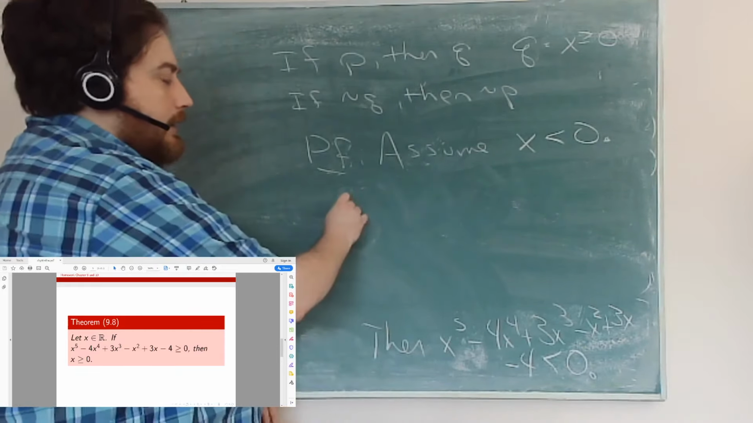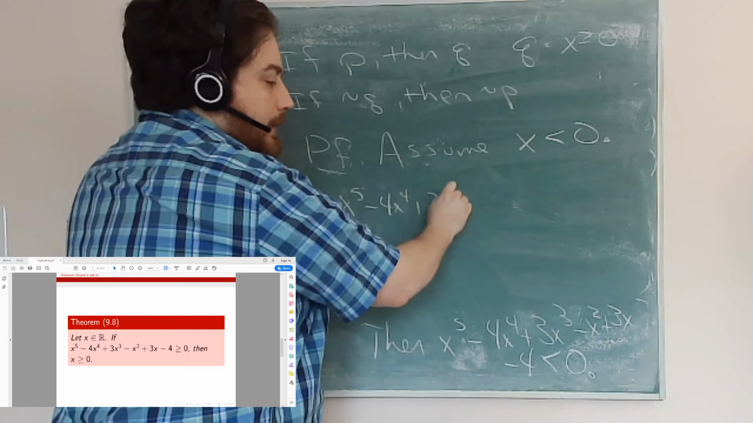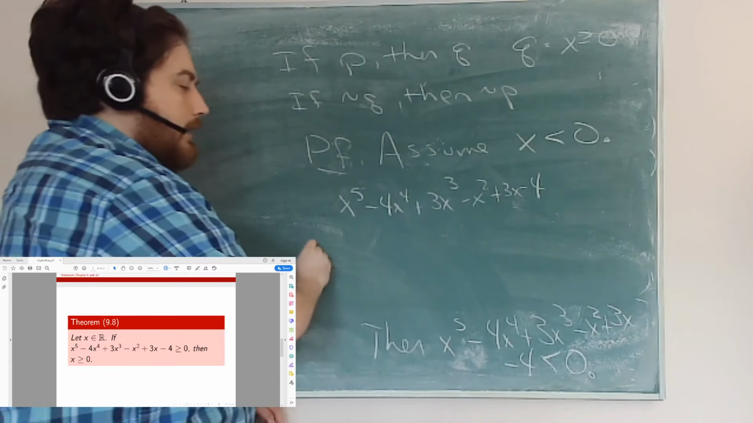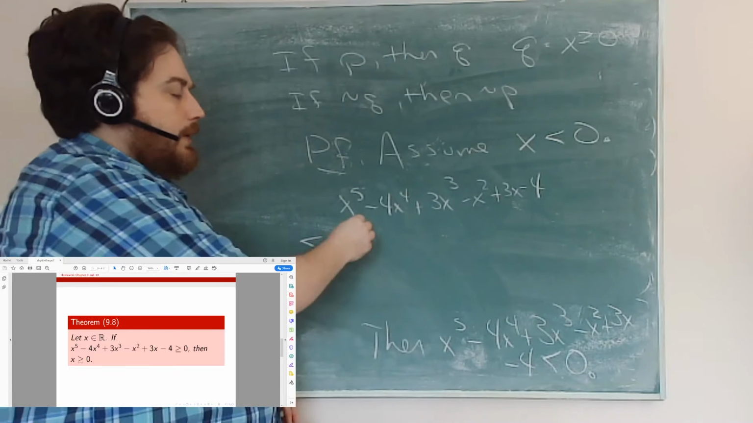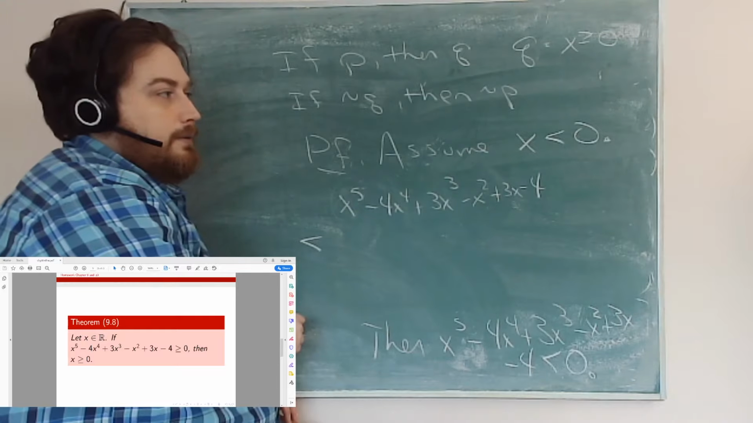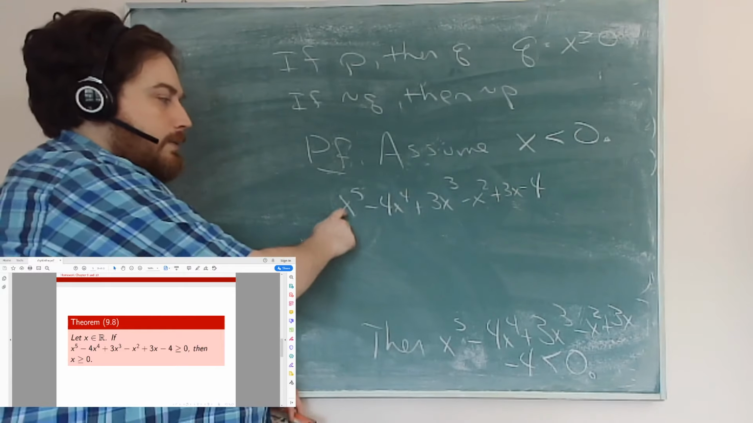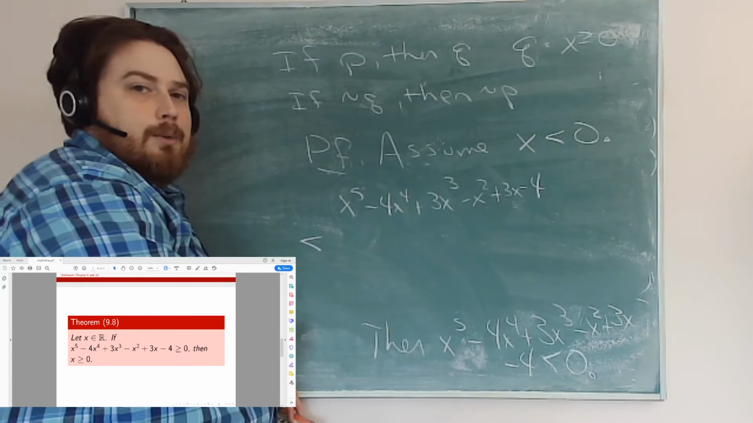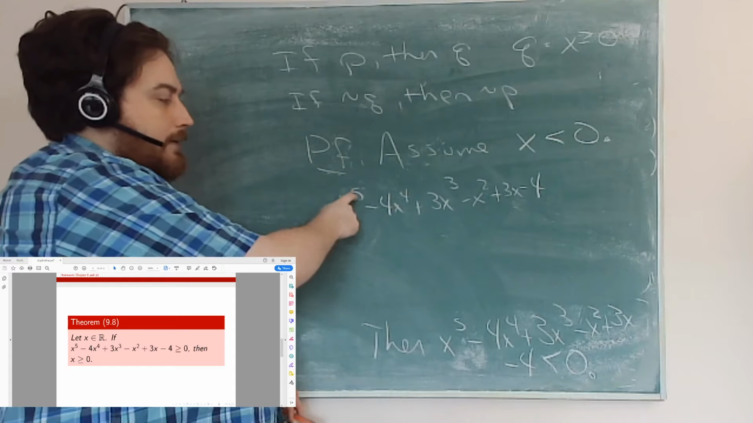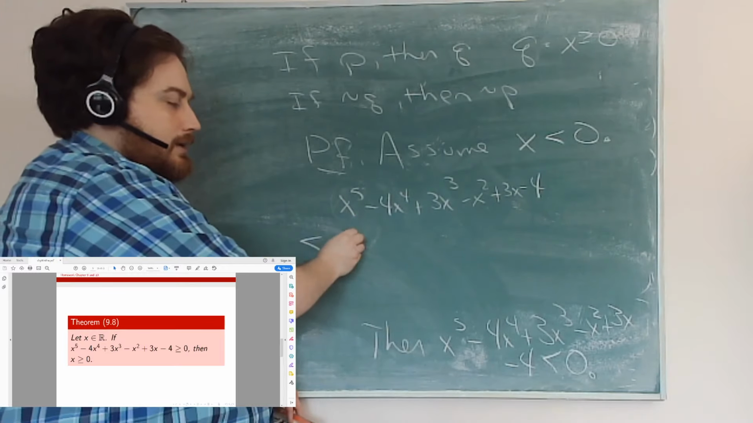The way I'm going to use that then is I'm going to say, okay, x to the 5th minus 4x to the 4th plus 3x cubed minus x squared plus 3x minus 4 is going to be less than. Well, notice that I'm going to use that same idea here, and I'm going to substitute in what I know about x to the 5th. Well, if I have x is less than 0, so if I raise a negative number to the 5th power, is it going to be positive or negative? Well, a negative number to the 5th power is negative, so this is a negative number. Therefore, this is less than 0.